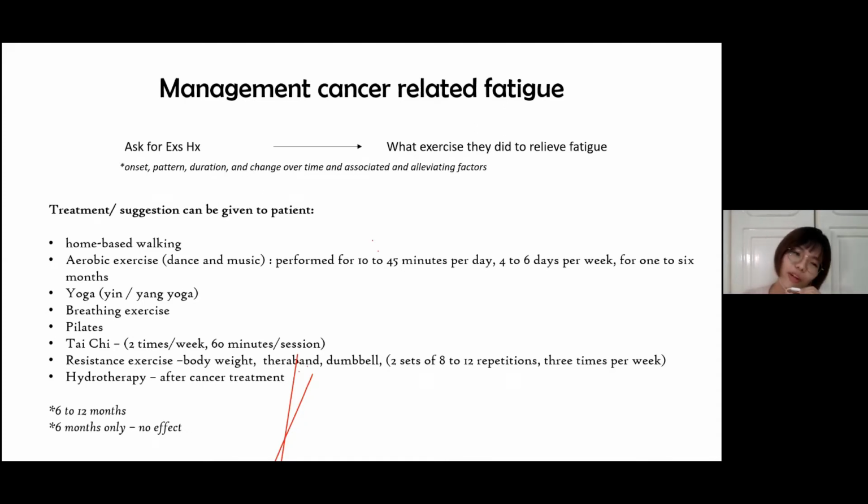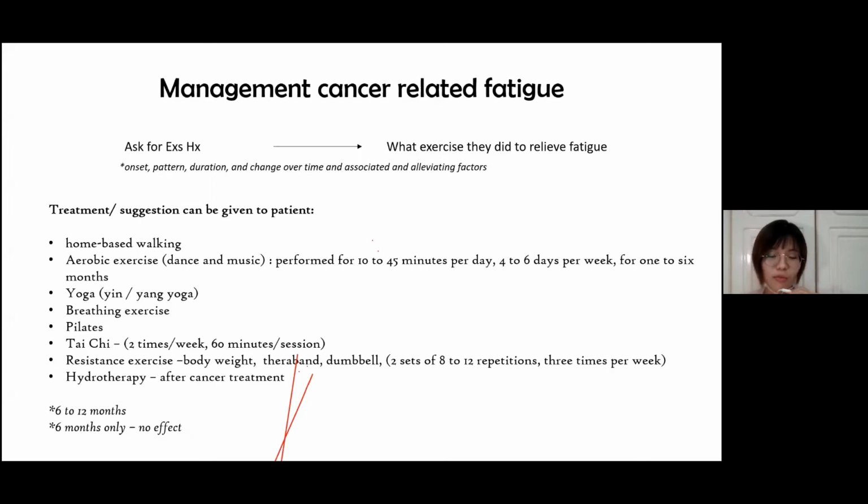Okay, if they want to do yoga, it's also okay. If they have a lot of mental stress, we need to prescribe a more relaxing exercise, such as yin yoga or yang yoga. Breathing exercises can also help them release stress and reduce tiredness. Or for someone who knows Pilates, we can help them do Pilates or Tai Chi with very low intensity. It is suggested to do 2 times per week, 60 minutes per session.